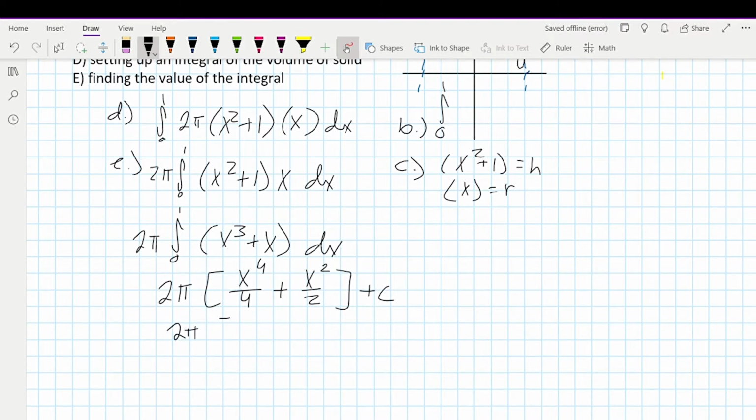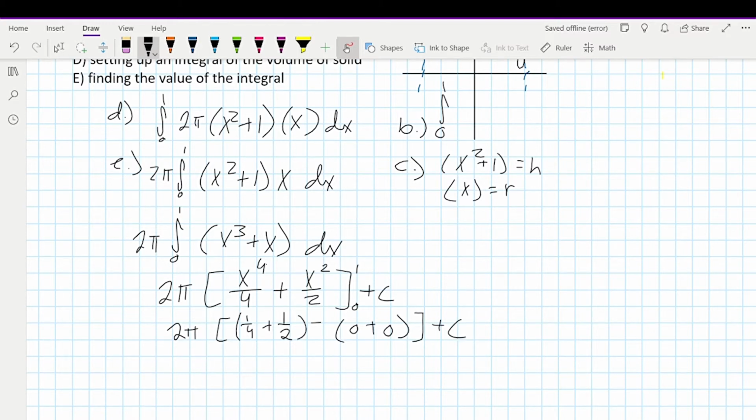And now what we can go ahead and do is add in the limits to simplify this more. So it's 2 pi, and you're going to be putting each limit and then subtracting the other limit. So first we're going to use 1. So 1 to the 4th over 4 is 1/4, plus 1 squared is 1 over 2 is 1/2, minus 0 to the 4th is 0 over 4 is 0, plus 0 squared is 0 over 2 is 0, and don't forget your plus c.